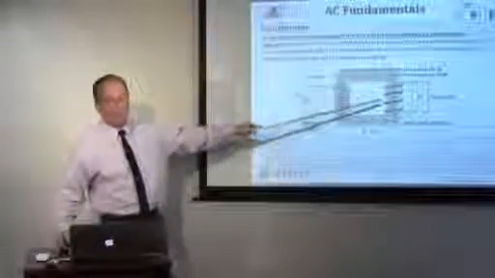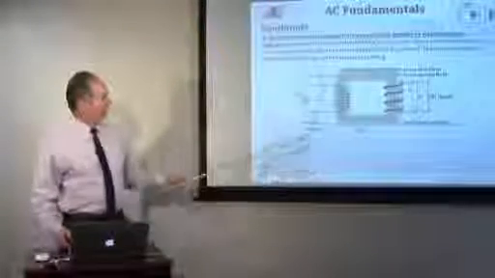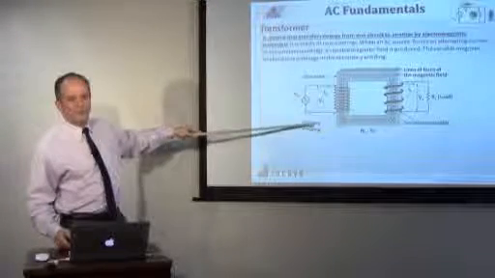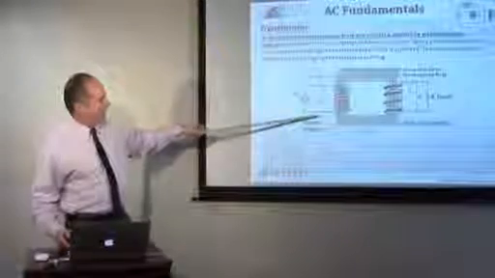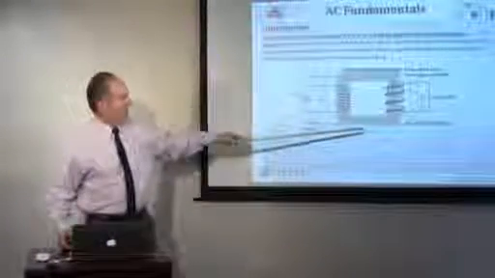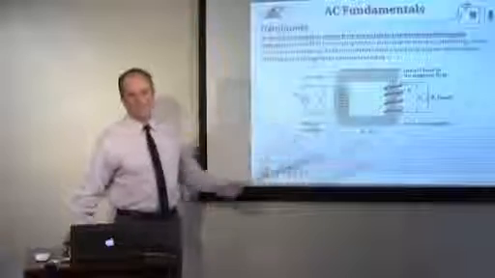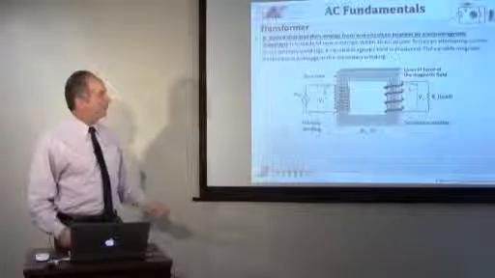In this particular case, I'm not sure what the winding ratio is. It looks like maybe 2 to 1. So if I put 100 volts over here, 2 to 1, I'll get 50 volts over here. So that's what a transformer does.